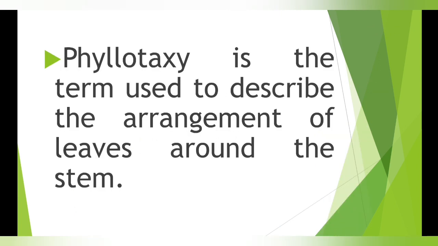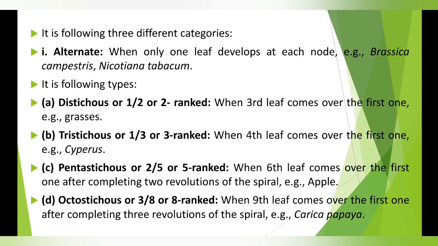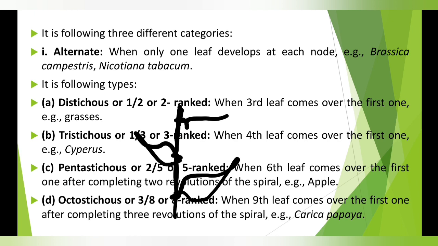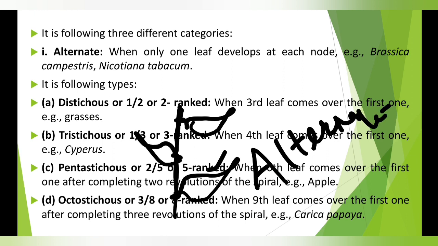Then what is phyllotaxy? It is the arrangement of leaves around the stem. There are different categories of leaf arrangement. One is the alternate type, where only one leaf develops at each node. Suppose this is a stem, these are nodes, one leaf, second leaf, third leaf. This type of arrangement is called alternate, where only one leaf originates at each node. And this type of alternate arrangement of leaf can be of the following types.